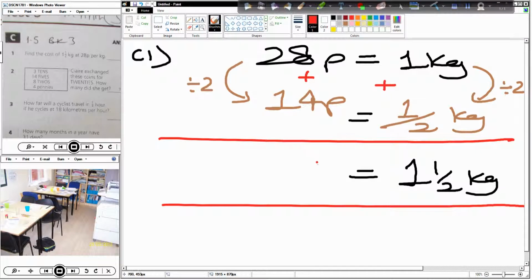So 8 add 4 is 12, and 2 add 1 is 3, so we have 42 pence. Okay, that's the end of that question.